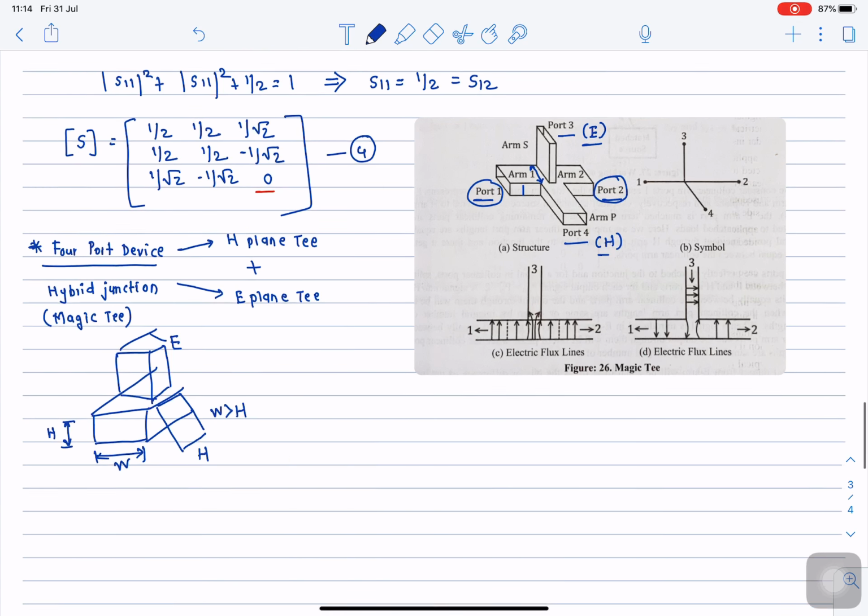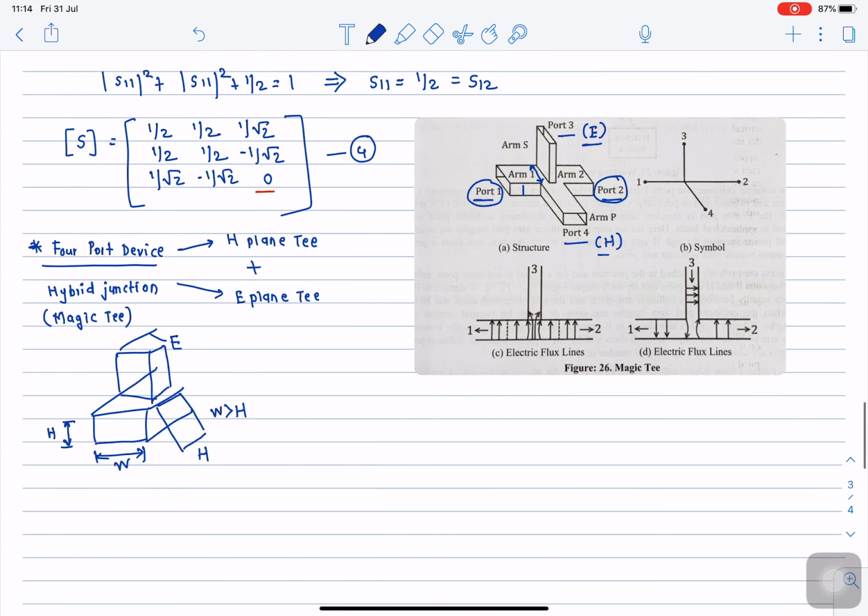Okay, so this magic T is basically a hybrid junction. Why is it called a hybrid? Because it is constructed by a combination of E-plane T and H-plane T. In this hybrid, the power will get divided equally between the output ports. The power that gets divided equally at the output ports can exhibit a phase shift of 0 degree or 180 degree.